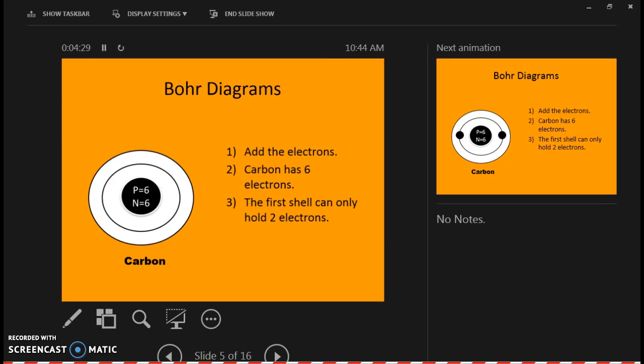When I do my Bohr diagrams, I always start at 3 o'clock, and then I move to 9 o'clock. This is only on the first level. So I start on the right, and I move to the left. Right? So this should be your second box.